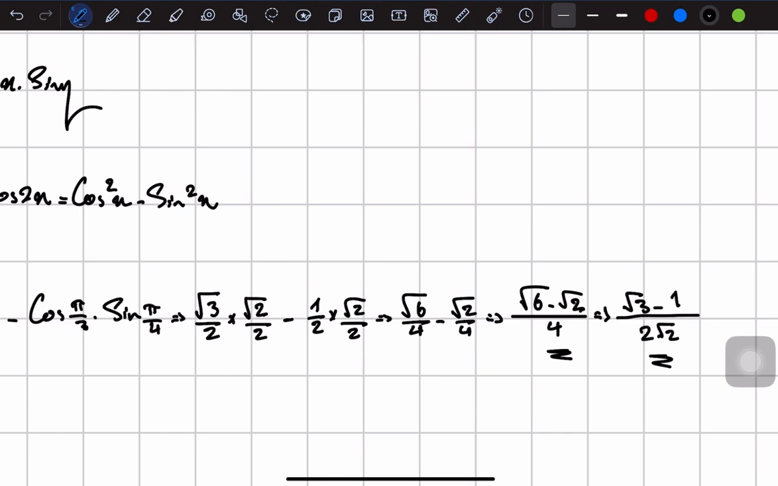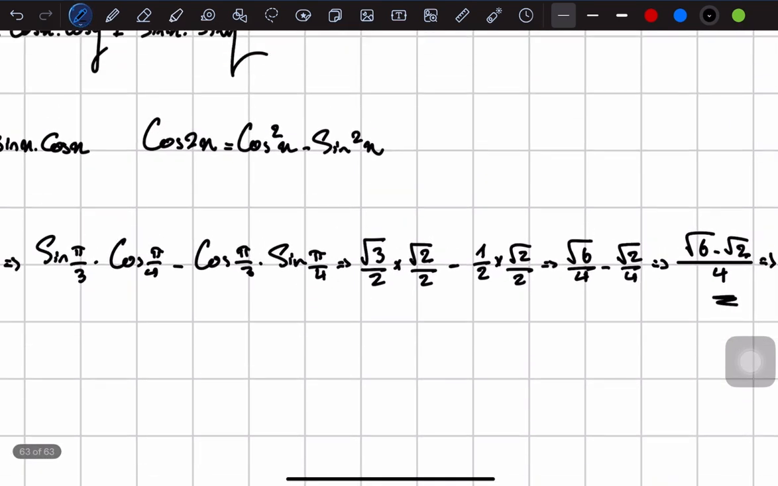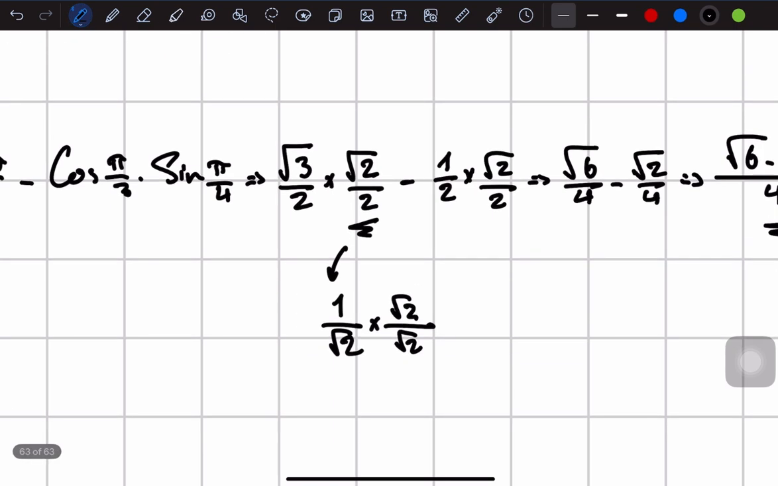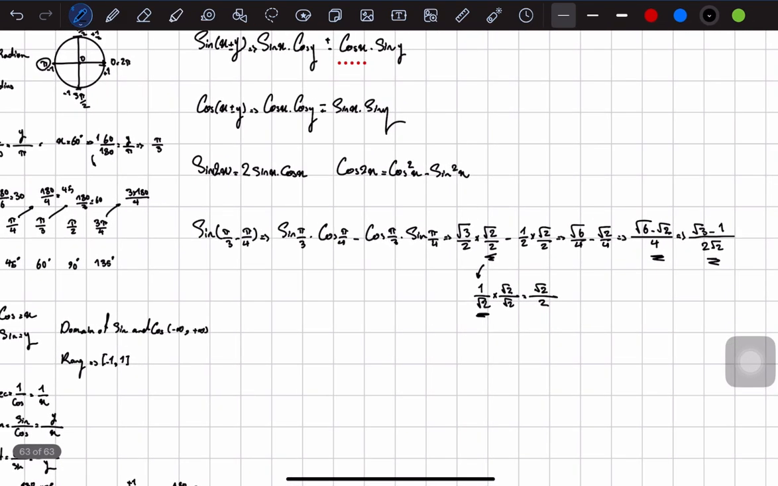It depends on how you prefer it. Some people don't write this one as square root of 2 over 2. They write it as 1 over square root of 2, and they're both correct. Because if you multiply this one by square root of 2 over square root of 2, what is square root of 2 over square root of 2? It's 1. So we are basically multiplying this one by 1, so nothing would change. This one is equal to square root of 2 over 2, and as you can see, nothing changed.